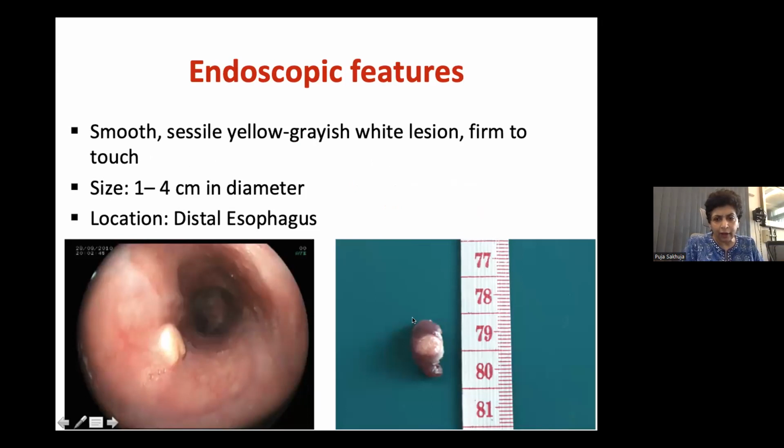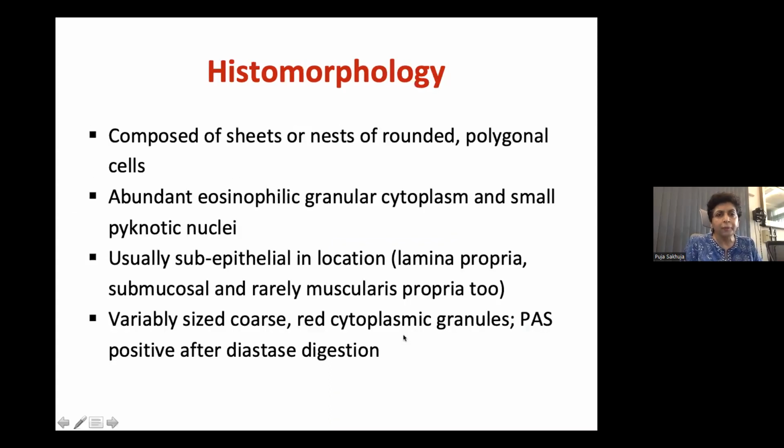This is one of our cases, a small little tumor, and maybe an EMR or something can resect most of the tumor. Sheets and nests of rounded polygonal cells with small nuclei and abundant eosinophilic granular cytoplasm is the histological hallmark. And these cells are subepithelial in location. It's not an epithelial tumor, it's a mesenchymal tumor.